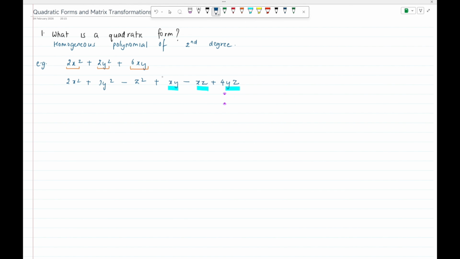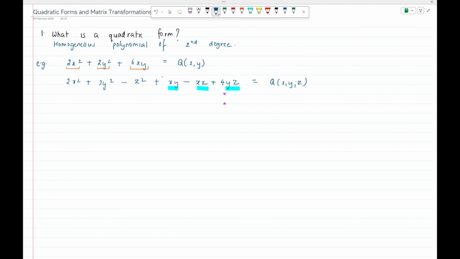The quadratic forms are usually denoted by capital Q and in bracket they are expressed as the function of the variables which are associated. So the first one is the quadratic form of x, y, while the second one can be expressed as the quadratic form of x, y and z.